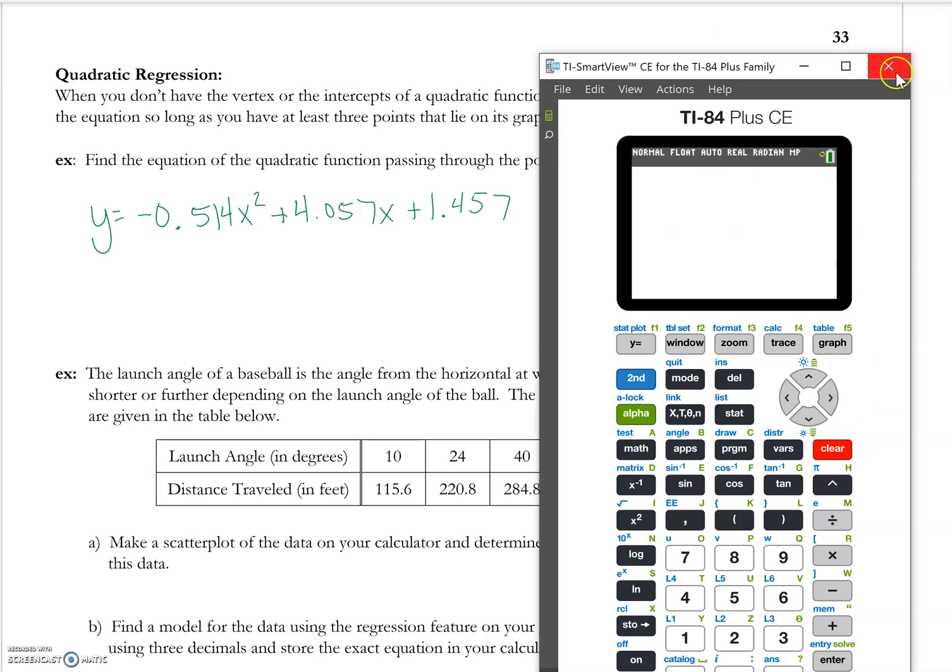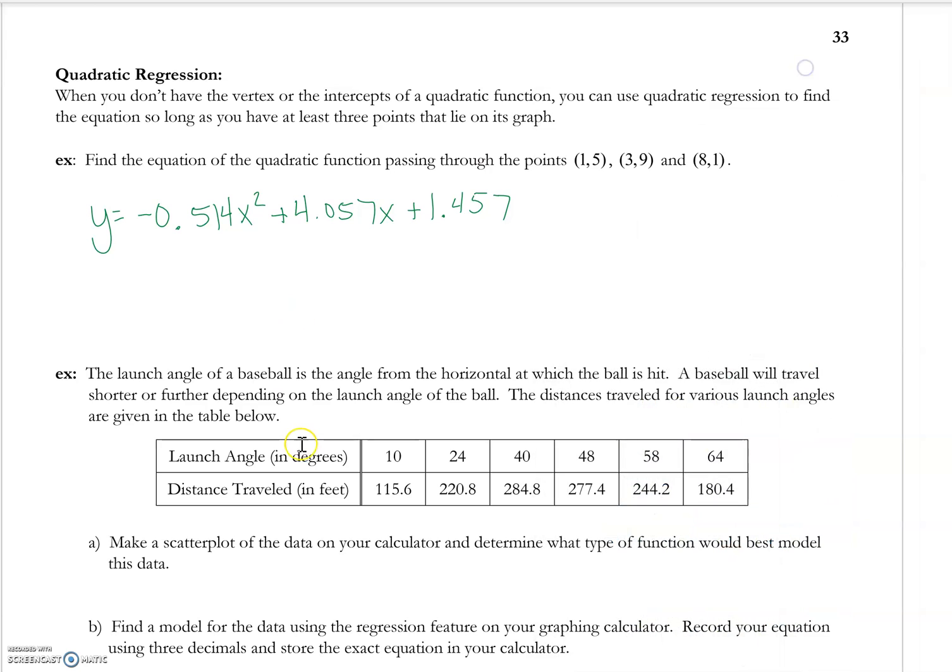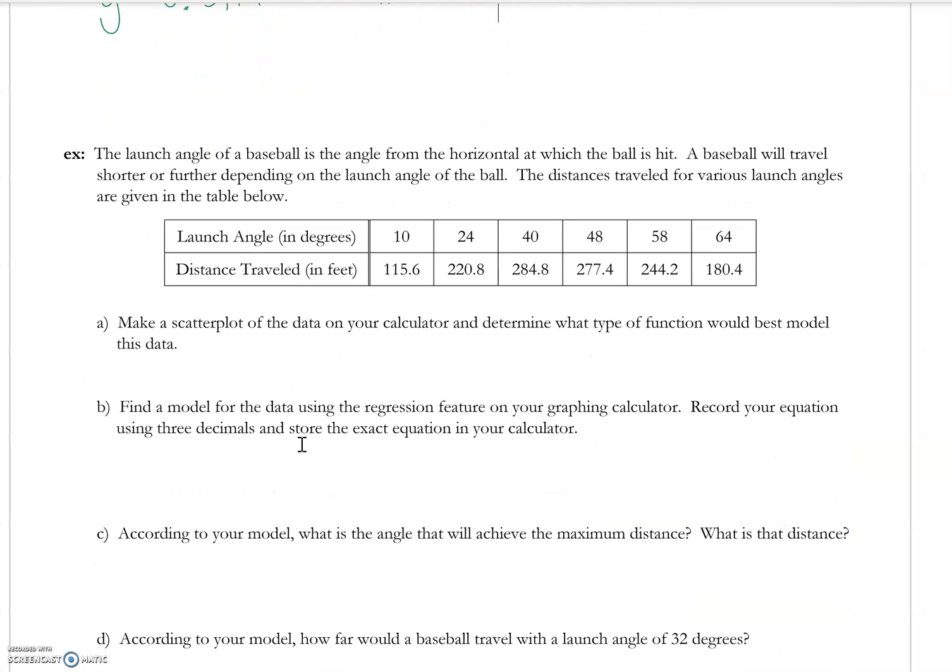Go ahead and clear your calculator. And then for the next example, we have a problem in context. It says the launch angle of a baseball is the angle from the horizontal at which the ball is hit. The baseball will travel shorter or further depending on the launch angle of the ball. The distances traveled for various launch angles are given in the table below.